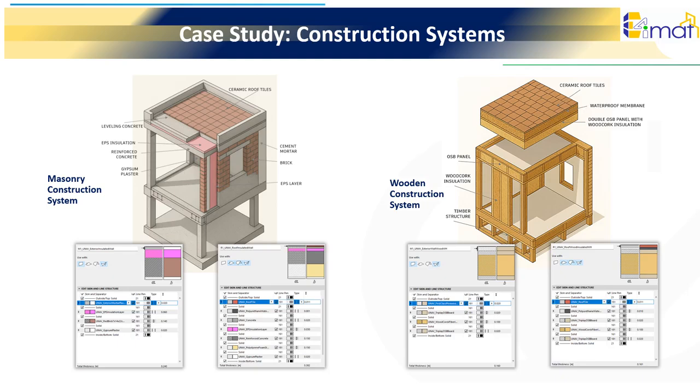To obtain meaningful results, each construction system was modeled with full material detail within the BIM environment. The masonry option incorporates reinforced concrete and ceramic materials, while the timber alternative includes glued laminated timber and OSB panels. By defining each layer with its correct physical and environmental properties, the BIM model becomes a reliable source of quantities, ensuring that the LCA results reflect the actual building design.